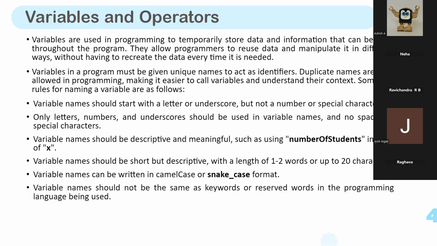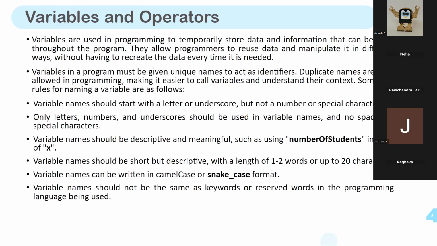Some rules for naming a variable are as follows. Variable names should start with a letter or an underscore, but not a number or a special character. So this is the first rule that it has to follow. Only letters, numbers, and underscores should be used in variable names, and no spaces or special characters are allowed. So only these things are allowed: letters, numbers, and underscores.